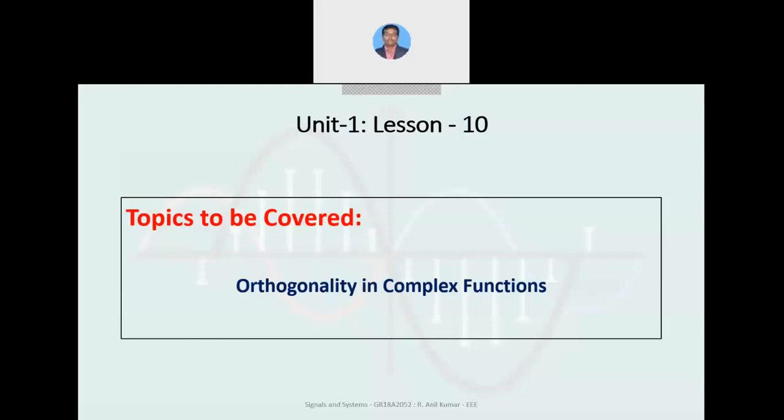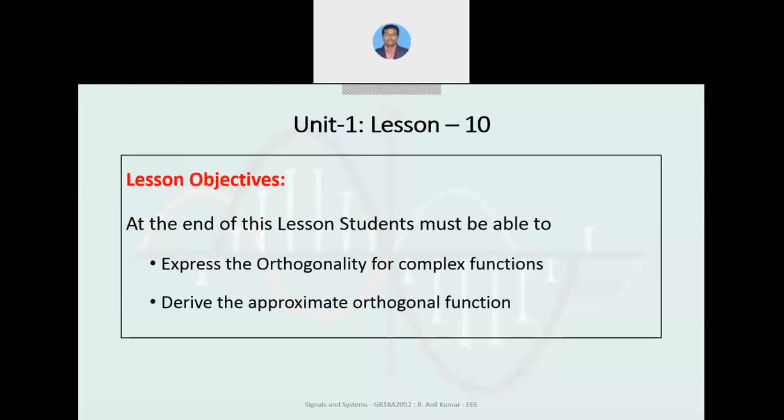As you know, complex functions are represented as a plus jb or a plus ib. Similarly, for the orthogonality condition, as we obtained it for vectors, signals or an infinite series, we are going to obtain this orthogonality condition for a complex function. From this lesson, students will be able to express the orthogonality for complex functions and derive the approximate original orthogonal function.